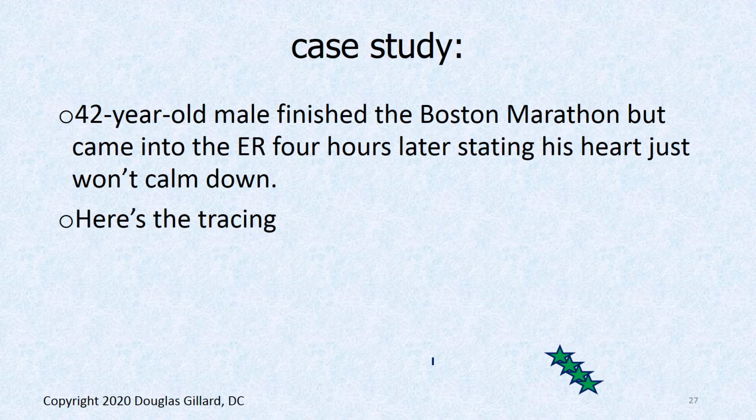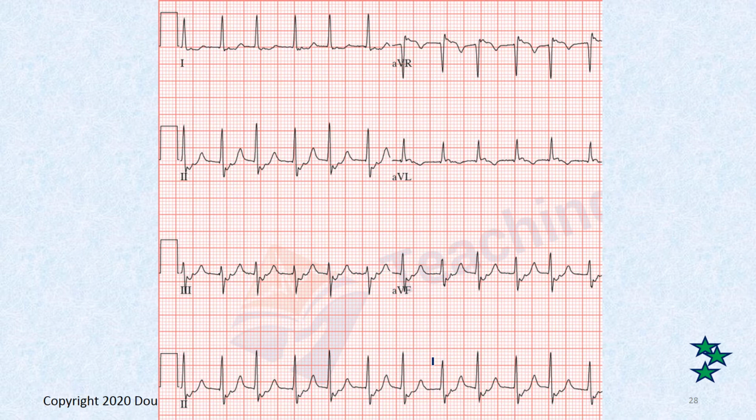Another case study, 42-year-old male finished the Boston Marathon but came into the ER 4 hours later. His heart just won't calm down. Here's his ER tracing. What you think of that? I see a lot of squiggly lines. We better make sure it's not an atrial fibrillation.